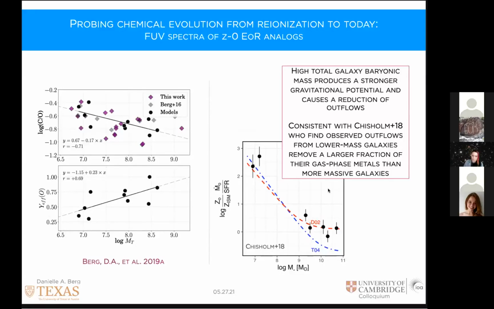And it agrees with this loose understanding that we have from a handful of galaxies that have been observed in outflows and looked at their metal loading factors, which suggests that lower mass galaxies are actually expelling more of their metals. So this may be very important for understanding these chemical evolution pathways in the early universe and for these low mass galaxies nearby.